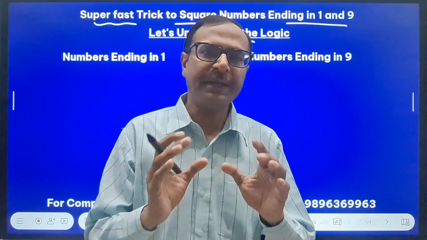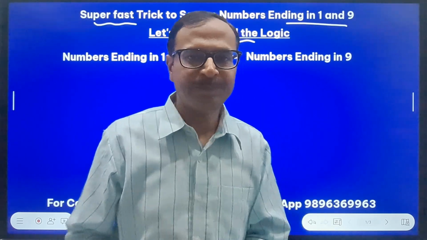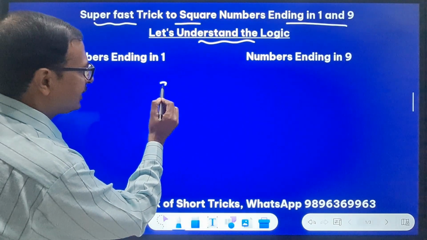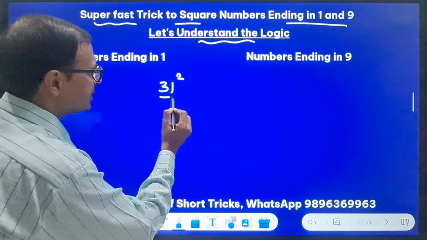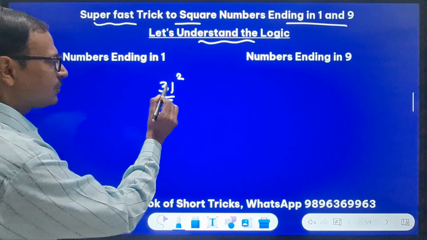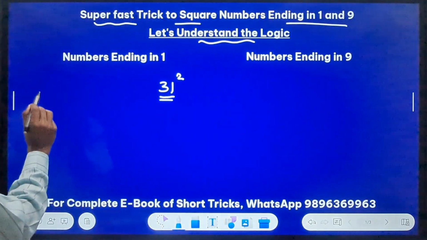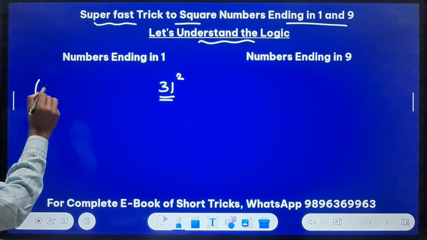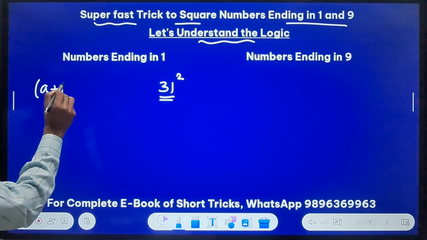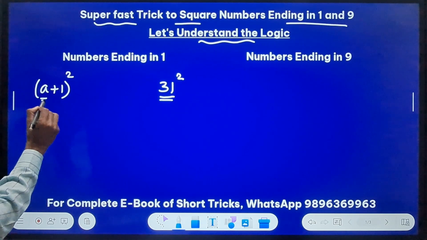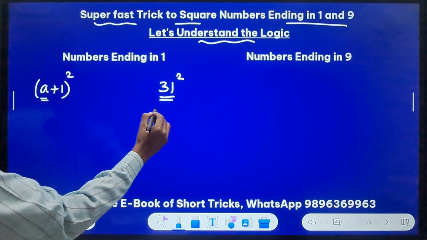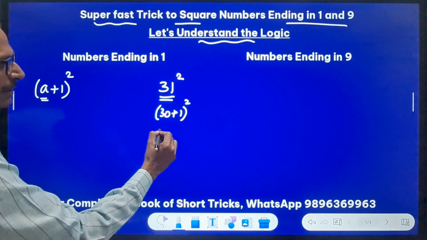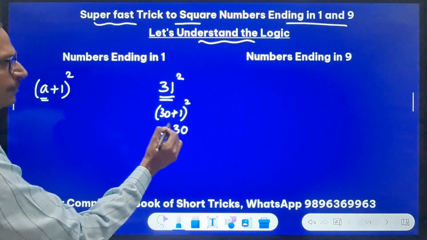First of all, I am taking the numbers which are ending in 1. Now, suppose I have an example of 31 square. This number ends in 1, so it is 1 more than 30. So I am going to apply the identity for (a plus 1) whole square, where a is the base number. In this case, if this is (30 plus 1) whole square, then the value of a is 30.